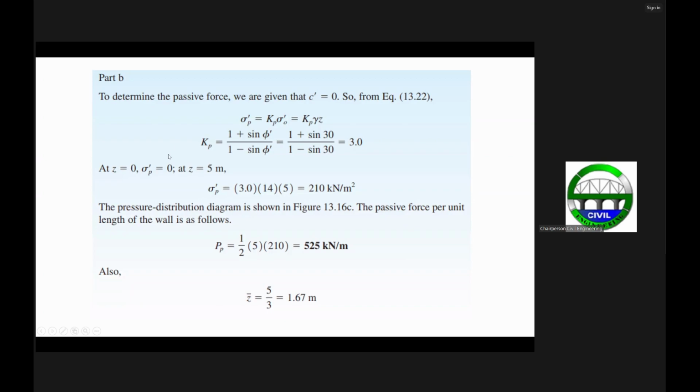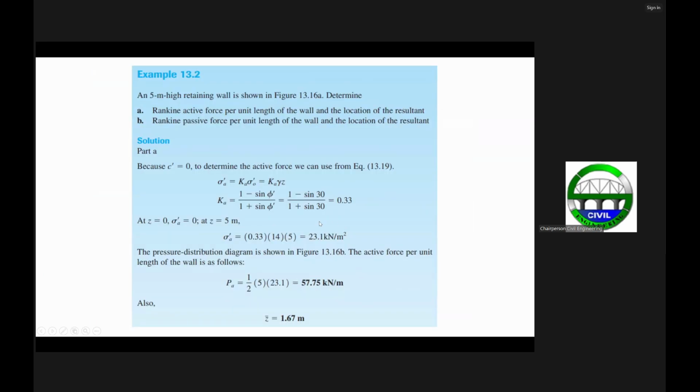But at a depth of 5 meters at the bottom of the wall, you now have the depth of 5 meters times the unit weight of the soil times the passive earth pressure coefficient equal to 3.0, which gives you this value. So the passive pressure is roughly about 10 times the active earth pressure, because their earth pressure coefficients are also roughly 10 times.